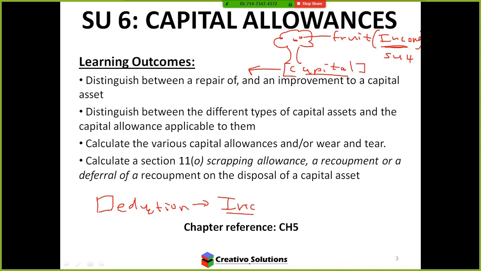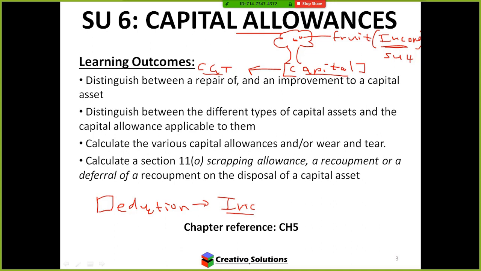If something is capital, depending on what it is, maybe you've bought an asset, then you're looking at an allowance. If you've sold an asset, then you're looking at a disposal, then you're looking at CGT. That's a bit different. So the focus is always on this: capital or income, capital or income, capital or income. If it's capital, then you've got to follow certain rules.